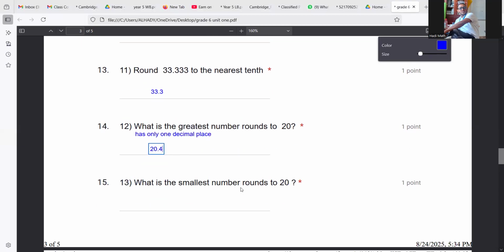And with the smallest number that has one decimal place and rounds to 20, it's going to be 19.5. It's the smallest number with one decimal place that rounds to 20. But if we say the question without one decimal place, rounds to 20, we could say 15 is the smallest number that rounds to 20, and here we could say 24 is the greatest number that rounds to 20. But when we say with one decimal place, we should write 20.4, and here 19.5.